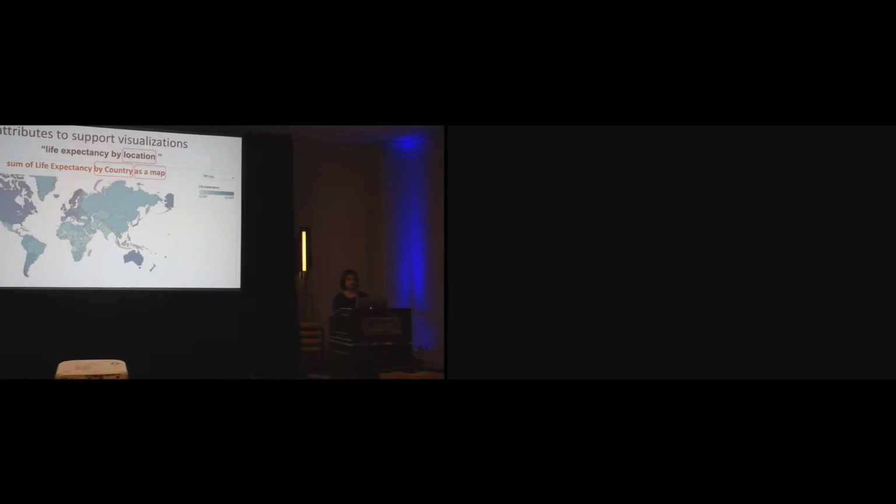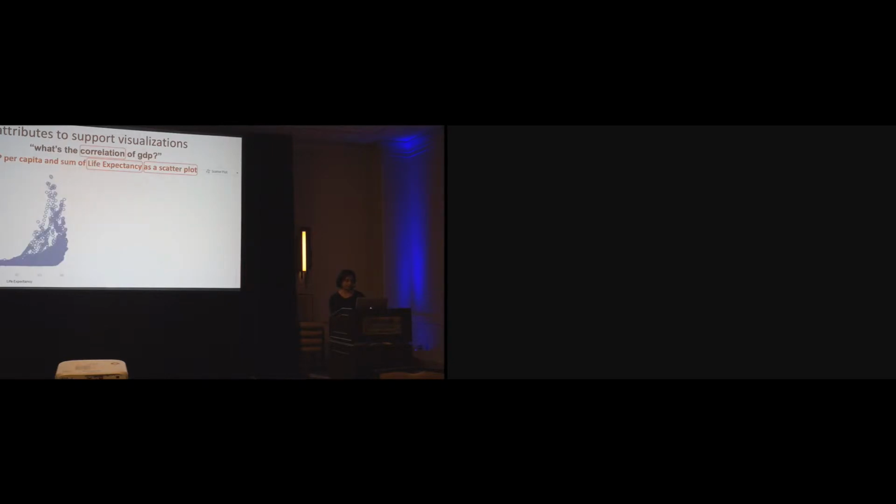And as seen in the demo, we also infer visualizations based on user intent. So in this example, life expectancy by location, a geographic field, country, is inferred to show a map. And to show a scatter plot to view a correlation, the system infers a numerical attribute, life expectancy.